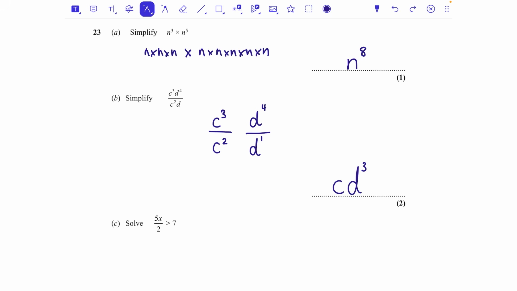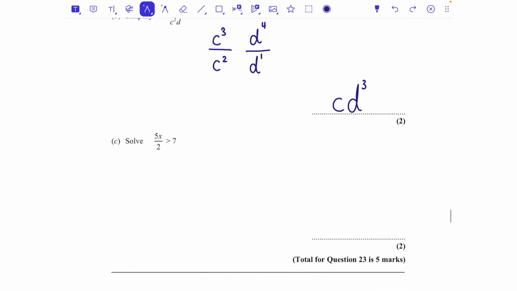Part C, and we're solving an inequality. Now remember, what we do to one side, we're going to do to the other. I like to put a dotted line where either the equals or the inequality symbol is. First thing we're going to do to both sides is get rid of this fraction. The fact that it's dividing by 2 is a little bit annoying, so let's get rid of that. And we're going to do that by timesing both sides by 2. We're always doing the inverse operation.